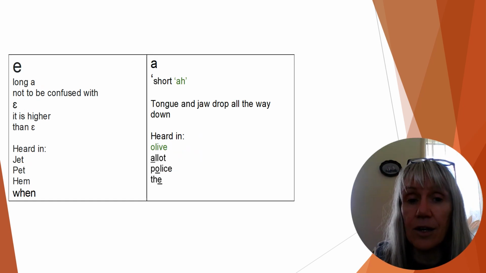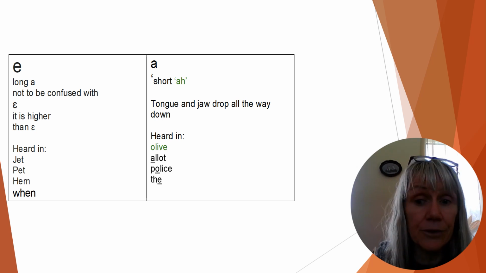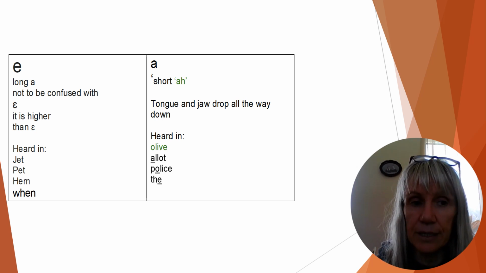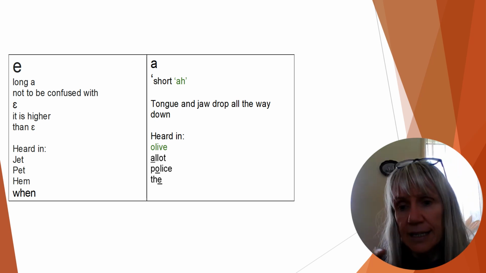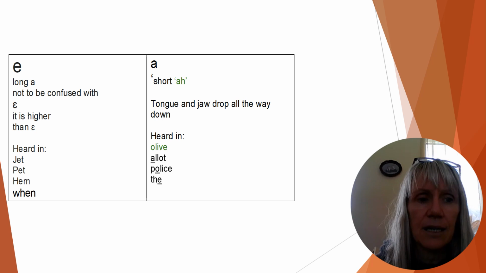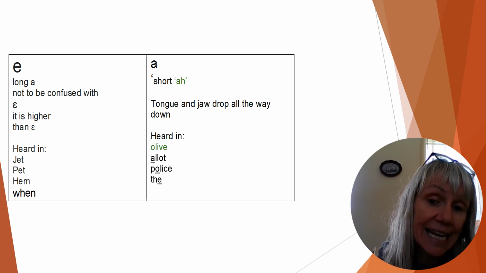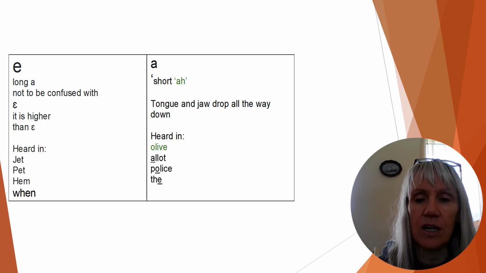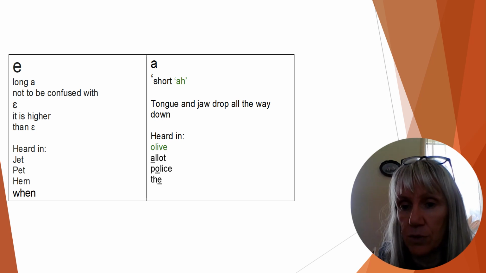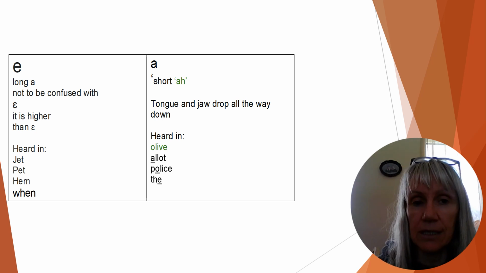Now, these are heard maybe more in England than they're heard here, but we're going to add them anyway. You'll see the shorty again, which is a long A sound, not to be confused with that backwards E, is higher than the E. It's heard in things like jet, pat, hem, when. So I use more exaggeration of my mouth when I say those words with that sound in it.